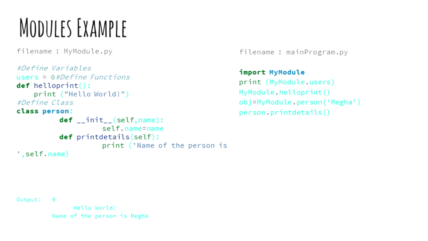All you have to do is module name.variable to access a variable. To access a function, do module name.function name, and for a class, module name.class name.